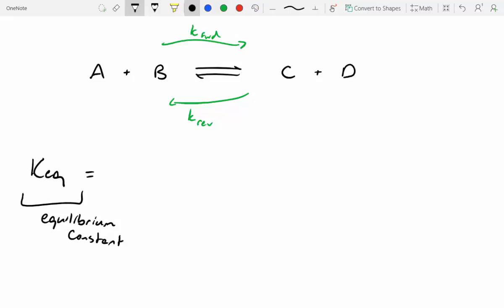We know that KEQ will be what here? Do we do concentration of C plus D? Times. So we do concentration of C times concentration of D. Those are our products over the concentration of A times the concentration of B. So at equilibrium, this ratio stops changing.